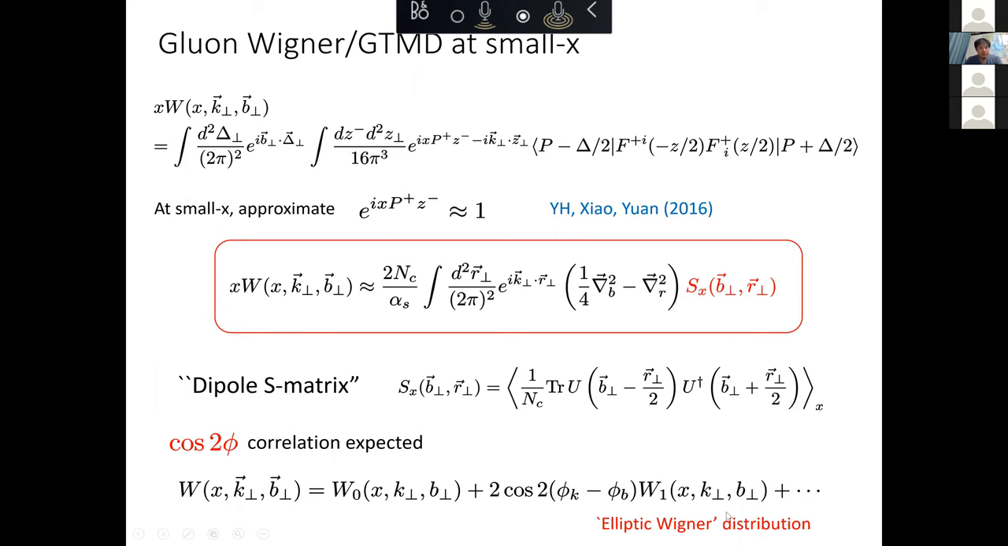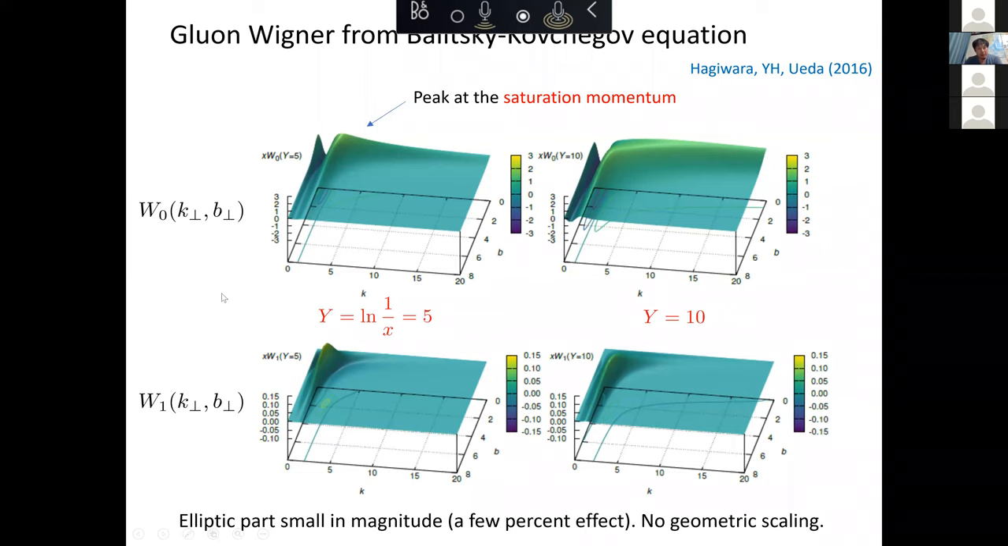And we can actually compute the angular symmetric part and the angular dependent part of the Wigner distribution function by solving this Balitsky-Kovchegov equation, which is an equation satisfied by the Wigner distribution function at small x. I plotted it as a function of k and b, and you see this characteristic peak here, and that is the location of the saturation momentum, which depends on the impact parameter b. So the saturation momentum depends on the impact parameter.